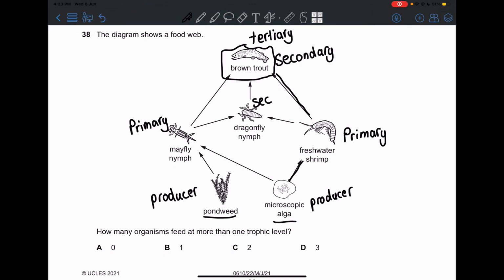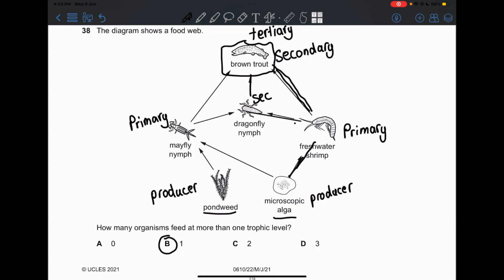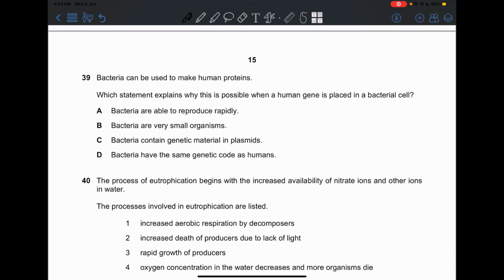Over here we know that any plant is going to be a producer. After the producer, I went to the primary consumer, the freshwater shrimp, and then from the freshwater shrimp I went to the brown trout. So now it's a secondary consumer. Now if we went from the microscopic plants into the freshwater shrimp, then into the dragonfly and then into the brown trout, then the brown trout is actually a tertiary consumer, not a secondary. So at the same time it's both a tertiary and secondary consumer, so the answer is going to be B.